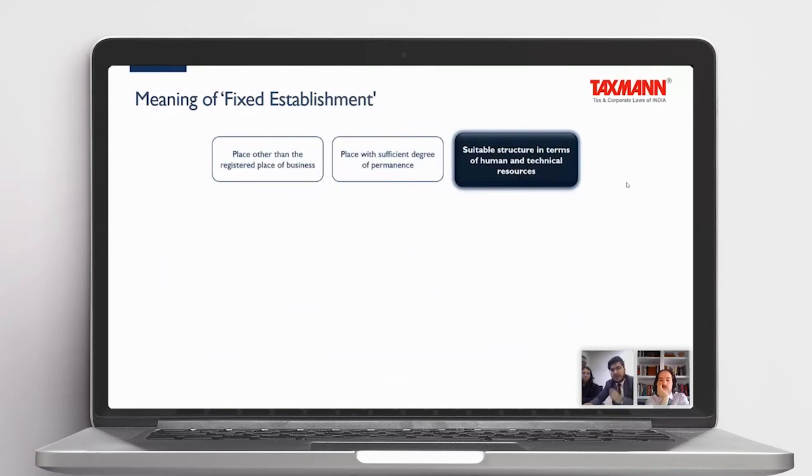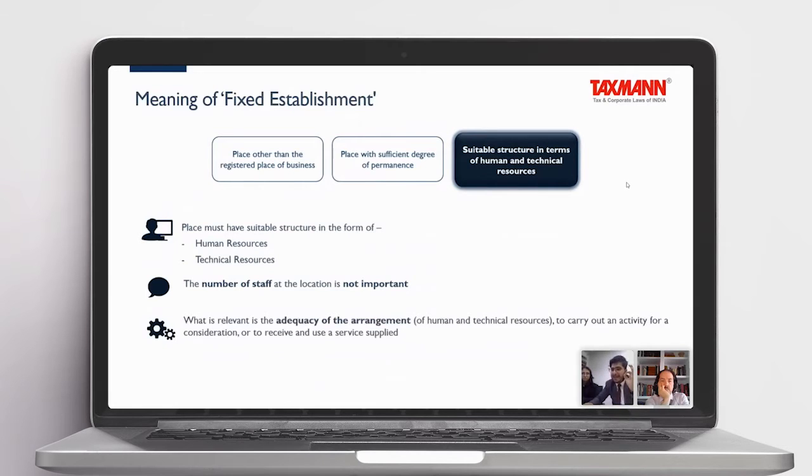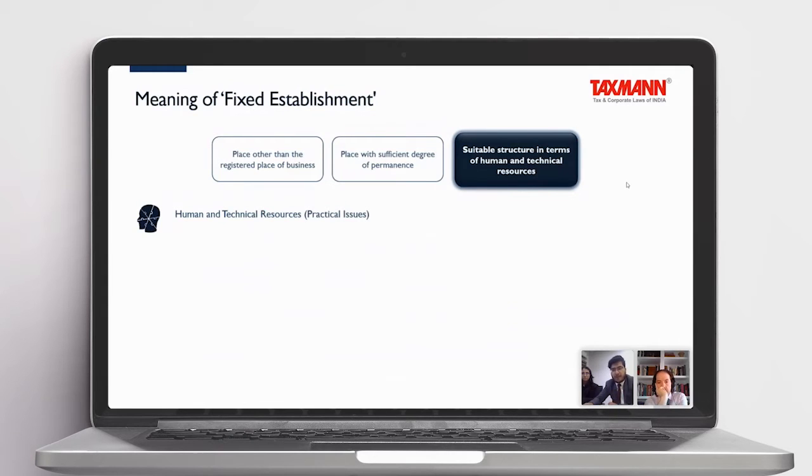The third component of this definition is that there needs to be a suitable structure. Very important. There needs to be a suitable structure in terms of human and technical resources, right? So two parts are there, human resources and technical resources. See, the number of staff is not important. How many staff you have employed at a particular place would not be relevant as far as this last component of the definition is concerned. What is important is the adequacy of the arrangement in order to carry out the activity which you are performing under the contract. If there is adequacy of the arrangement in terms of human and technical resources through which you can provide your services to your customer, your client, then it can be said that this would be covered within this part of the definition of fixed establishment. Let us have some brainstorming on this part of the definition.